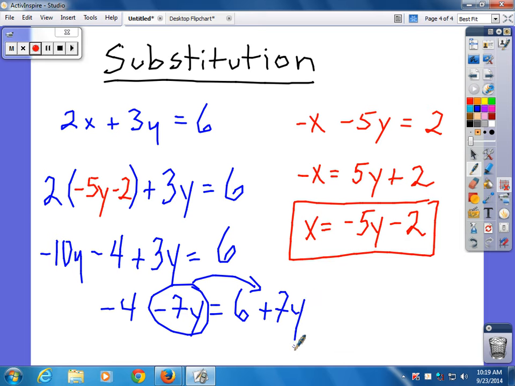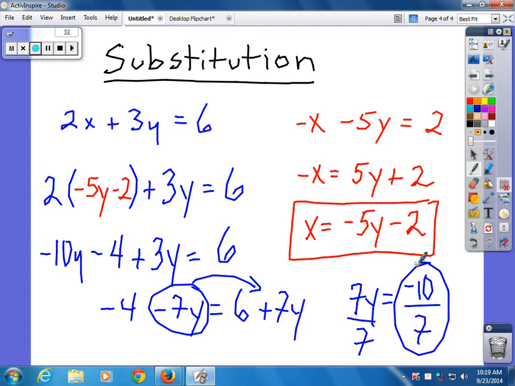So negative 4 is equal to 6 plus 7y, minus the 6, you get 7y is equal to what? Negative 10, divided by 7, y is equal to negative 10 sevenths. Okay, now what are you going to do with y? You're going to BS your way through the rest of the problem. And BS stands for what? Back substitution. Right?